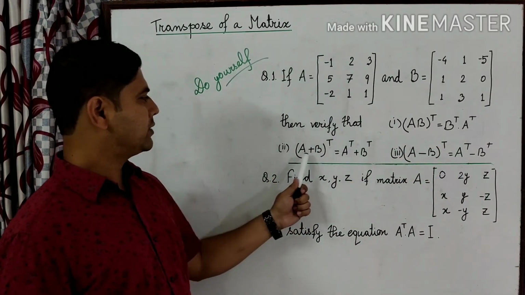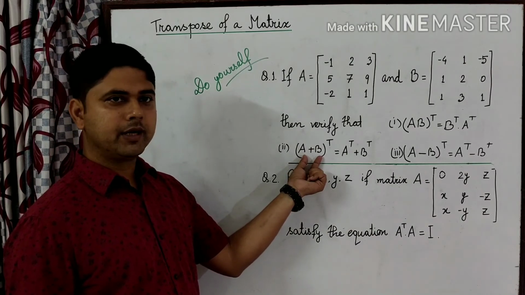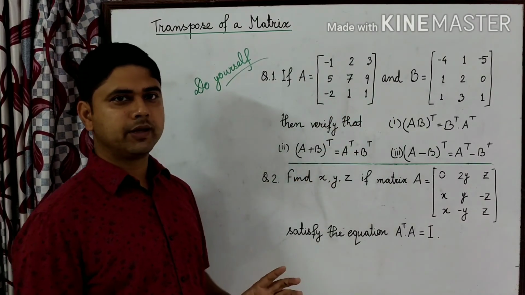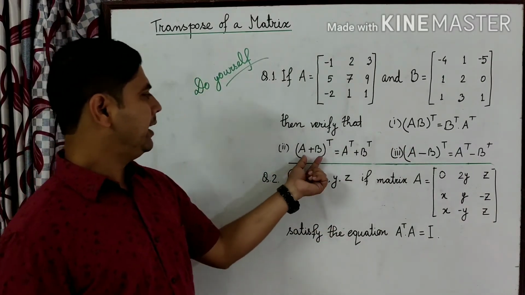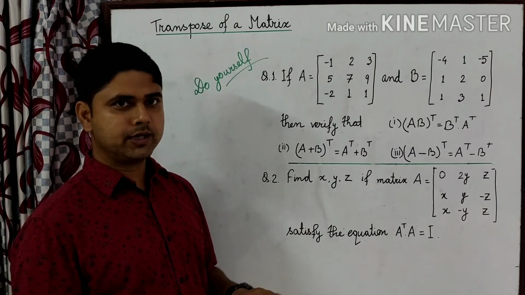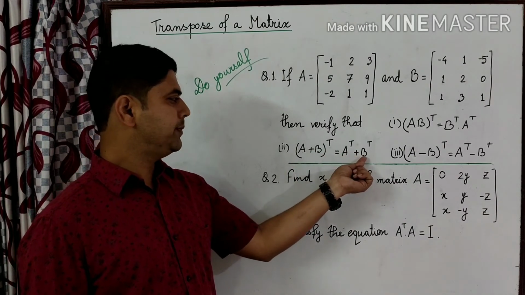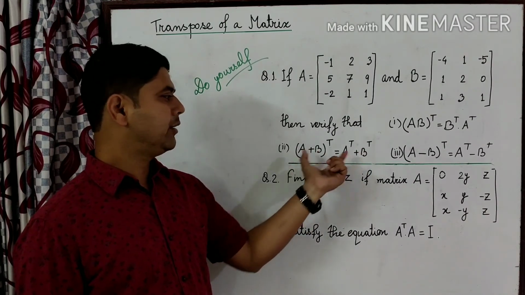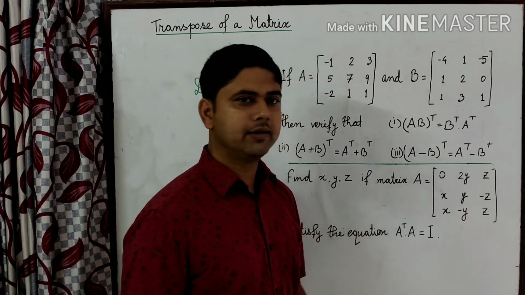Next, the second one is what? A plus B whole transpose. Initially find the value of A plus B, that is adding these two matrices. Addition is possible. Why? It has what? Same order. And again next you have to find A plus B whole transpose. Start by transposing the left hand side. Again find the A transpose and this B transpose, then add them. Is it equal or not?